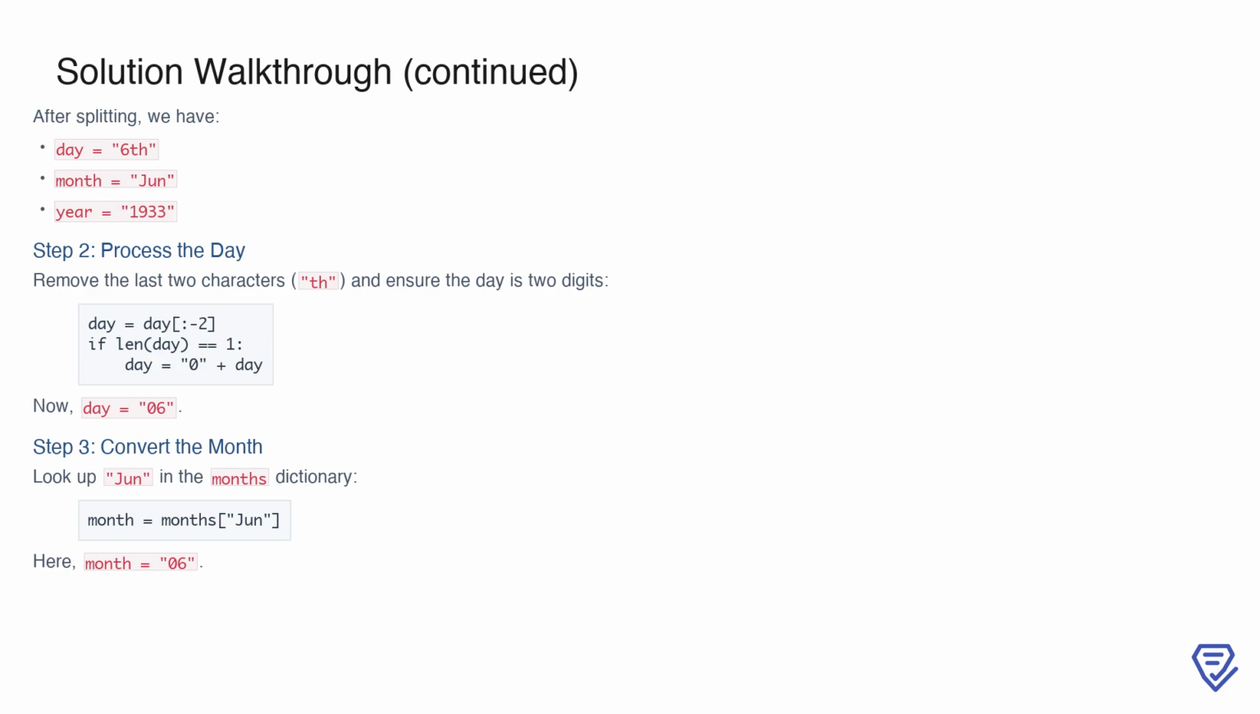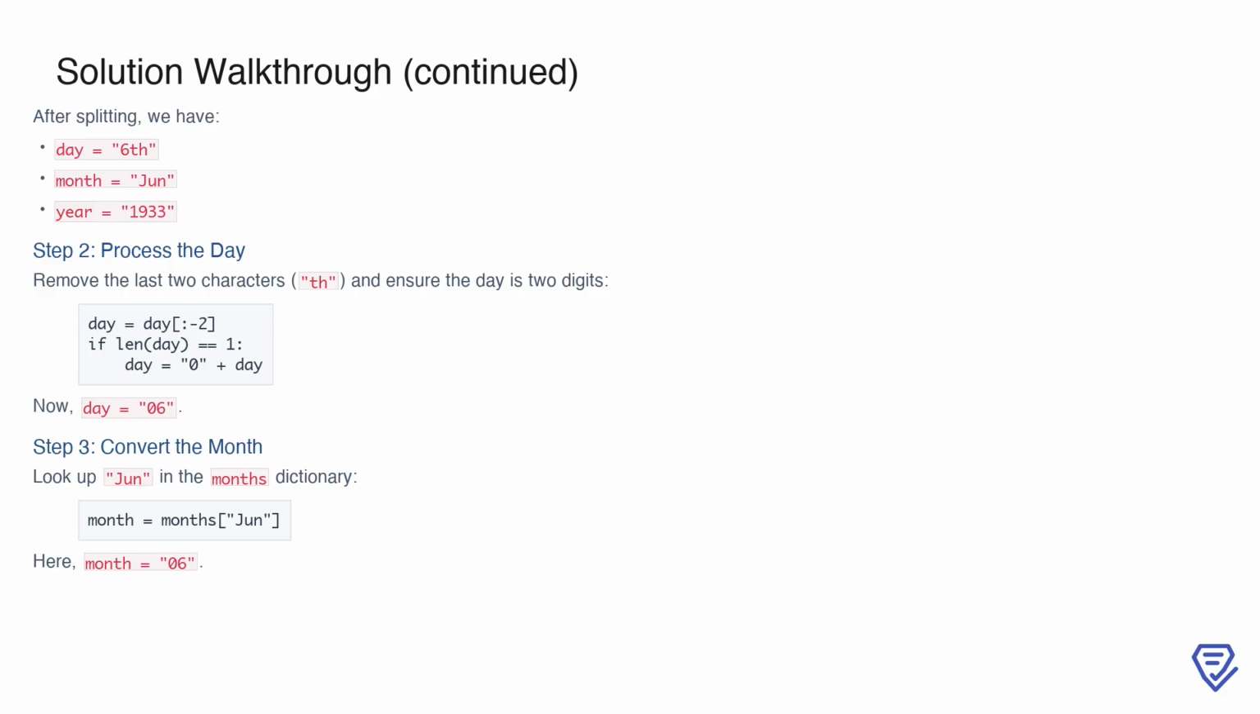The next step is to process the day. Here, we again remove the ordinal suffix, which is th, by slicing off the last two characters. This leaves us with 6. However, since the day must always be in a 2-digit format, we check its length. If the length is only 1, we prepend a 0 to make it 2 digits. After this adjustment, the day becomes 06.